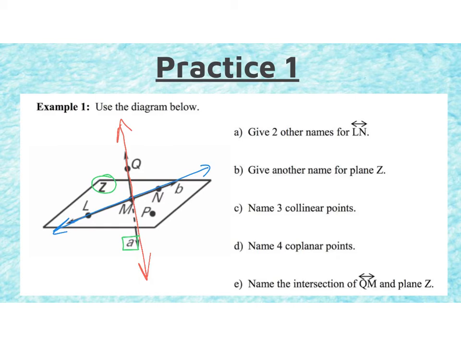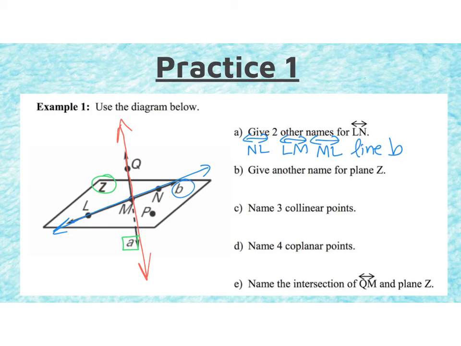Give two other names for line LN, the blue one. Well, there is also an M on there, so I'm going to give you a few. I could say NL. I could say LM. I could say ML. And notice this little b. I could say line b. Those would be all ways that you can name that.